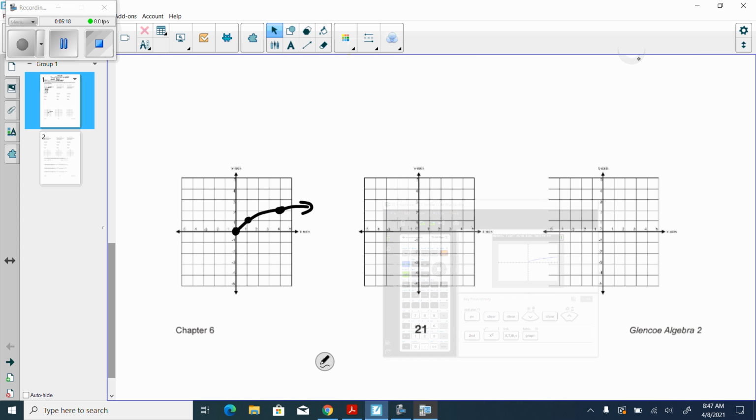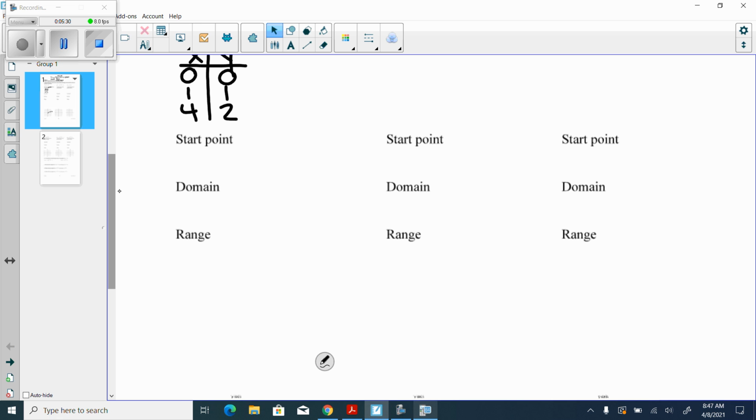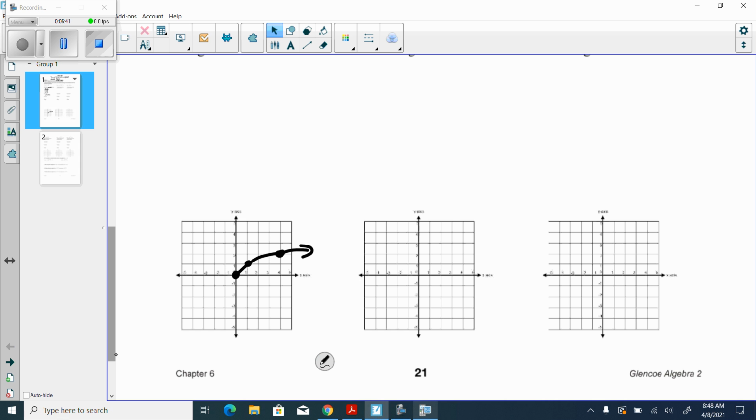Okay. All right. So the start point of this is at 0, 0, right? So that's what I'm going to put up here where it asks for the start point. Okay. Then it asks for the domain. Okay, so domain is my x values, right? That's left and right. So we can see that this thing does not go left forever. It starts here, and then it goes right forever. Doesn't end. So I would need to say that it starts at 0 and then goes to the right forever.